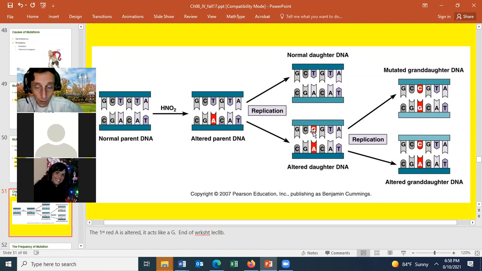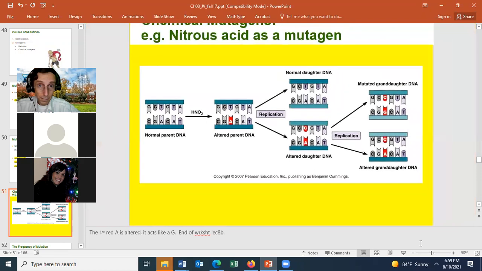And then this will result in a mutation when this gets replicated, because instead of coding for AT, it'll code for GC. And that A is going to be acting like a G. Okay, any questions about how nitrous acid can act as a mutagen?